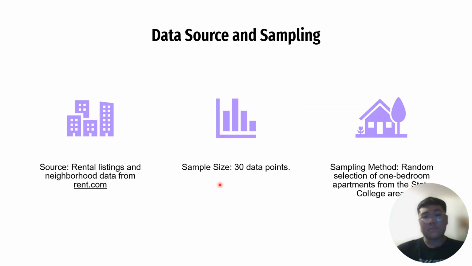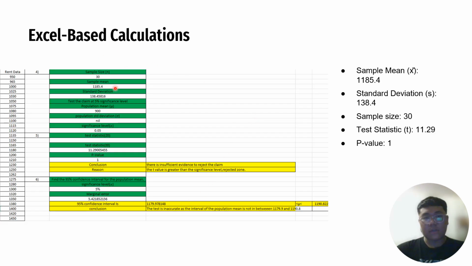I collected a random sample of 30 rental data points from recent rental listings in State College. These values were sourced from websites like Rent.com, which track rental trends. This ensures that the data represents a realistic distribution of rents in the area. Using Excel, I calculated the following key statistics for the dataset.